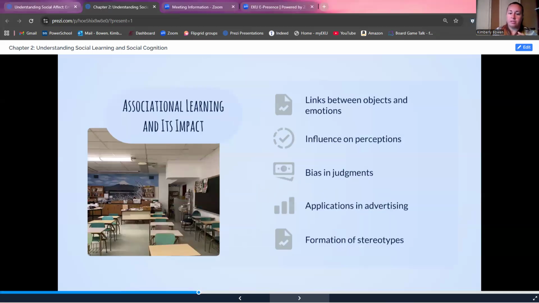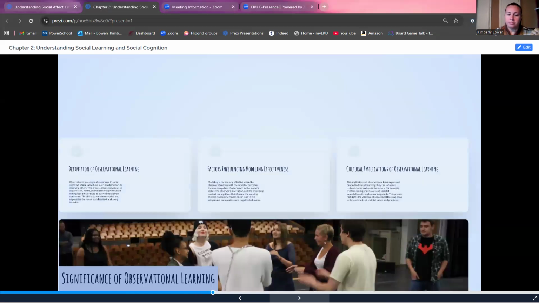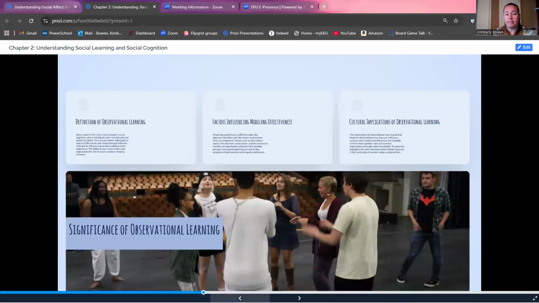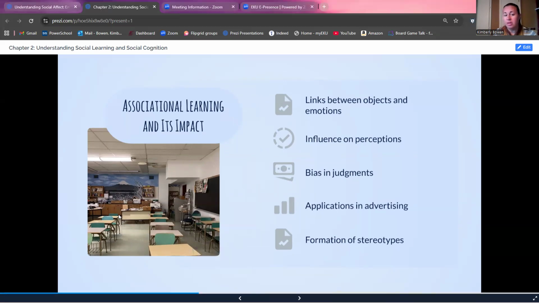We know that association is linking those objects or emotions to a specific event, a person, a place, a thing, etc. Again, like you see that particular classroom, and you know because of those objects that is a school. And you know that because over and over and over again, you've seen desks inside a classroom.